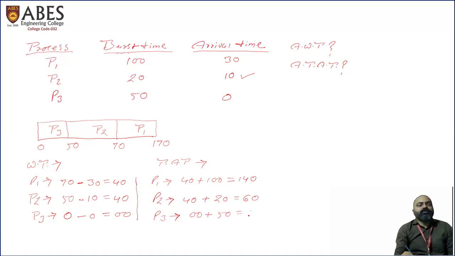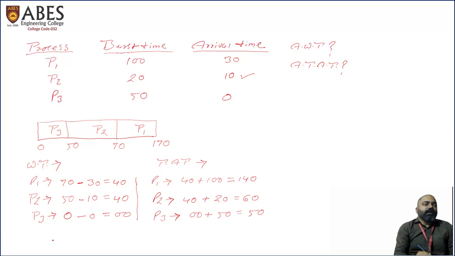So this will be total 50. Now, we were asked for AWT, average waiting time, and average turnaround time. So if we get individual waiting time for P1, P2, P3, and individual turnaround time for P1, P2, P3, then there is nothing more to do.